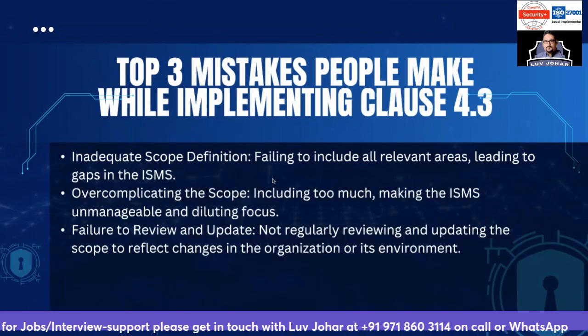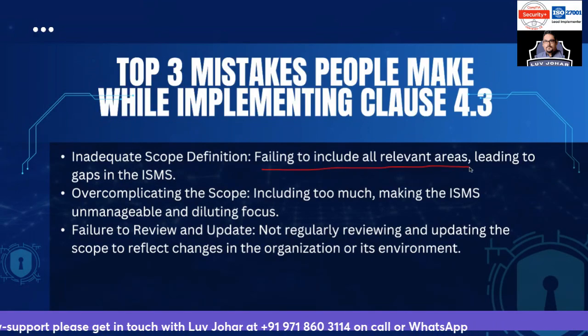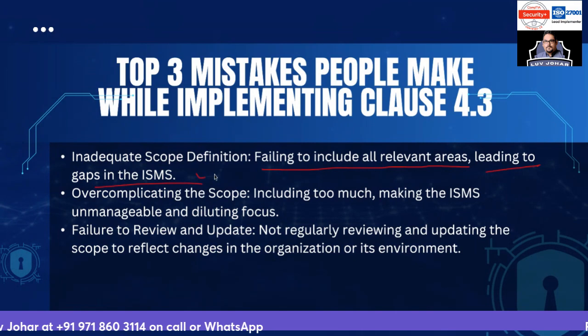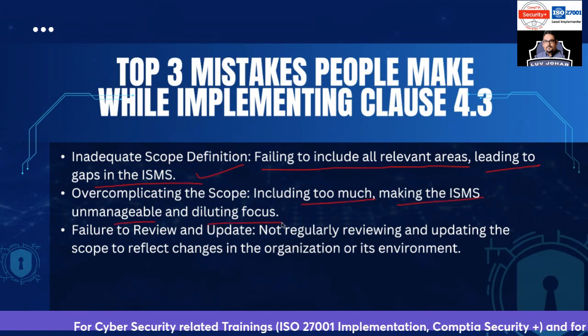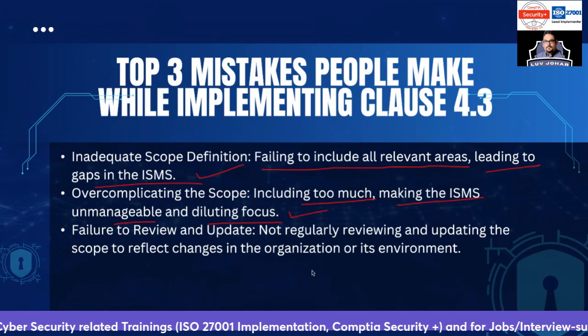Inadequate scope definition, basically failing to include all the relevant areas and leading to gaps in the ISMS, is one of the very common mistakes people make while creating the scope document. Overcomplicating the scope, including too much information, making the ISMS unmanageable and diluting focus, is another mistake that people make. And not regularly reviewing the scope is also another mistake, right?